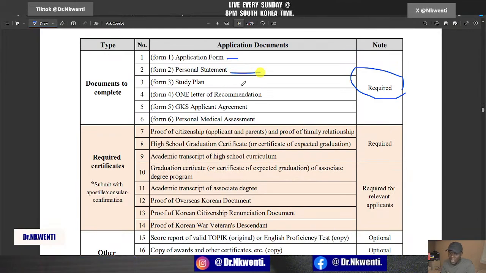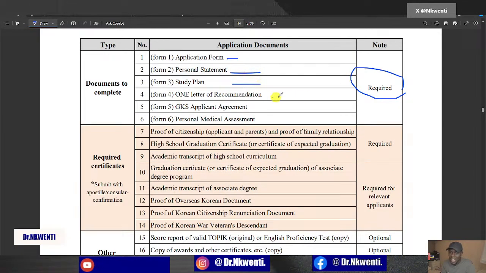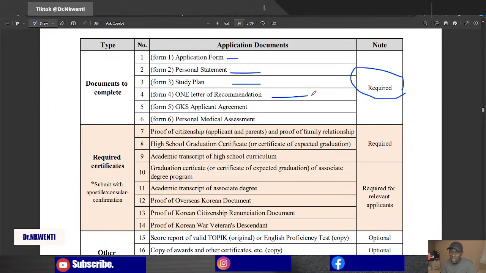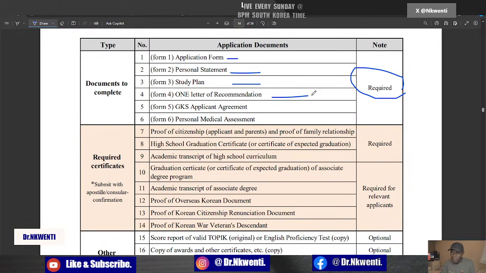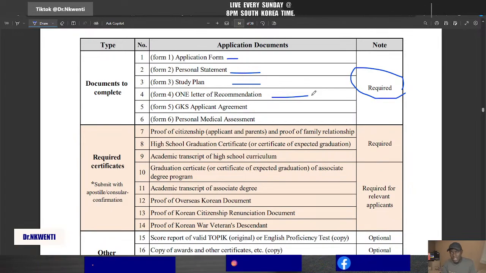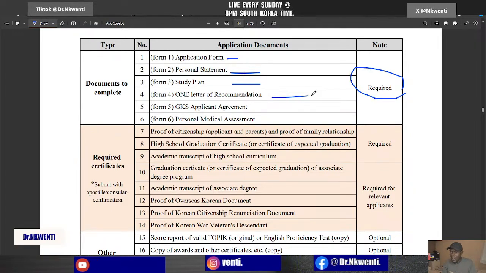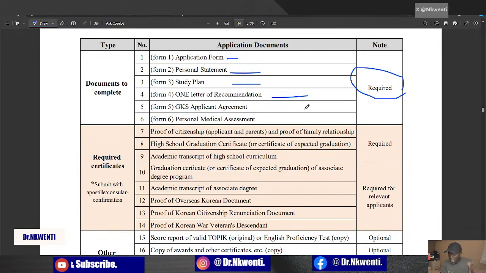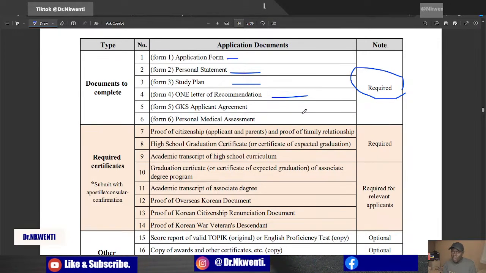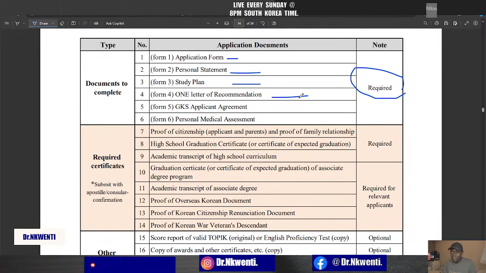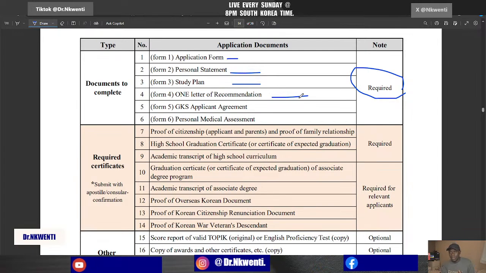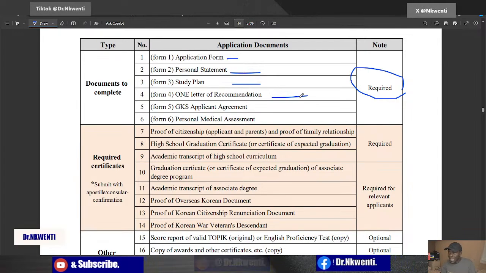There is also a personal statement, a study plan, and one letter of recommendation. Note that all of these documents are supposed to be one original, and then you can make 3 photocopies if you are going for the embassy track. So for the letter of recommendation, your recommender must provide you with one original, and then they must make 3 photocopies, put them in separate envelopes, and seal them before handing them to you.